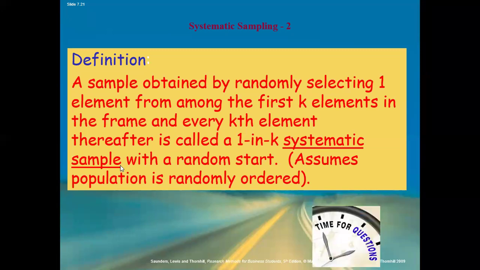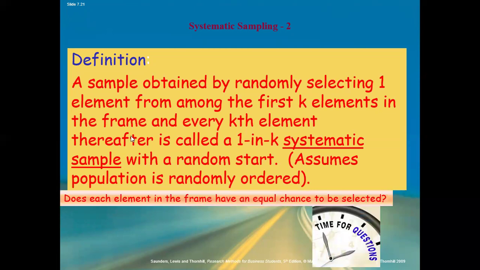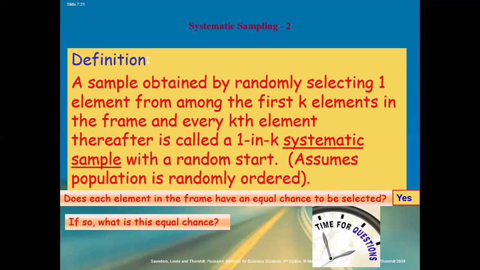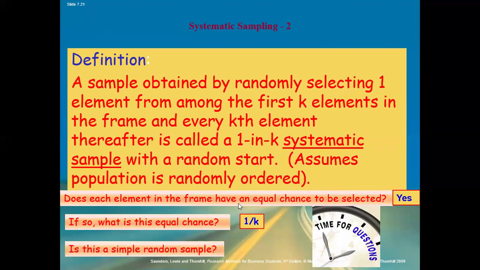Look at this: each element in the frame has an equal chance to be selected. Yes or no? Yes. Actually, any technique of this probability method has an equal chance to be selected for the final sample. What is the equal chance? We call it the fraction, 1 divided by k.